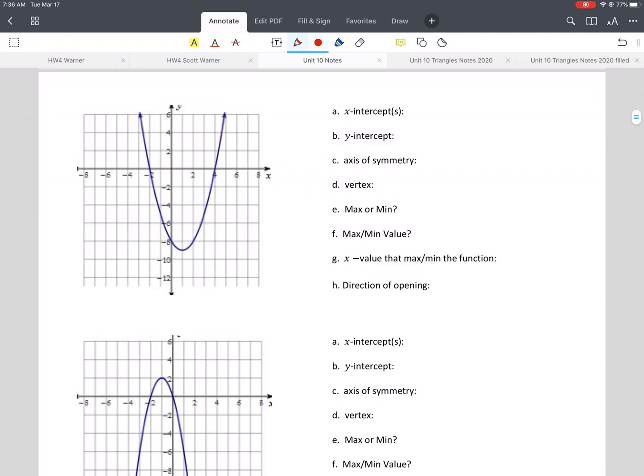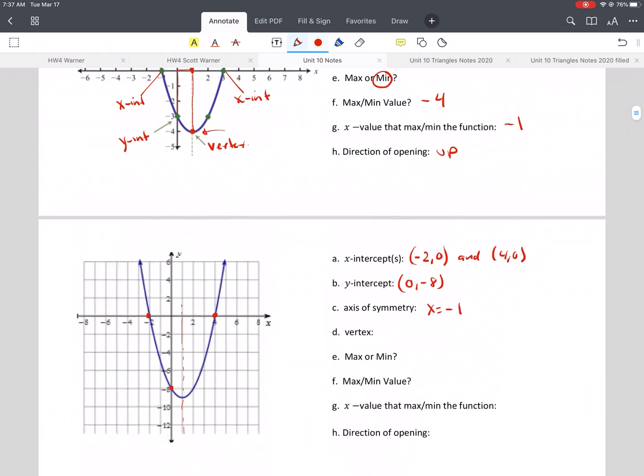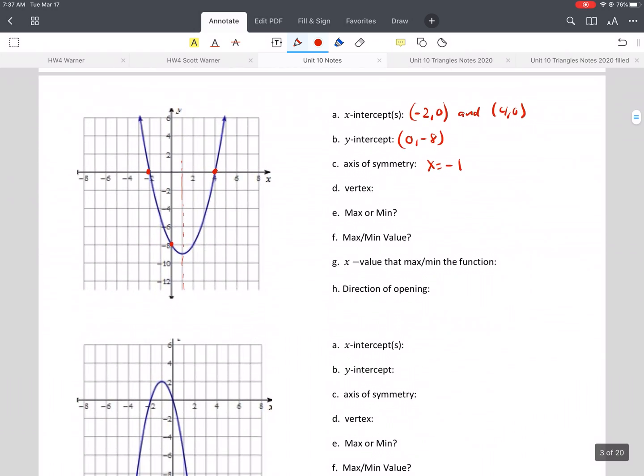So here we have our x-intercepts. We have two. One's here, one's here. So we'd have -2, 0, and 4, 0. The y-intercept would be over here. It'd be 0, -8. Again, it's x, y. Axis of symmetry here looks like it's about the same as what we did on our last problem. X equals 1. Then the vertex would be right here. My guess is this is probably -9. So we'll do 1, -9.